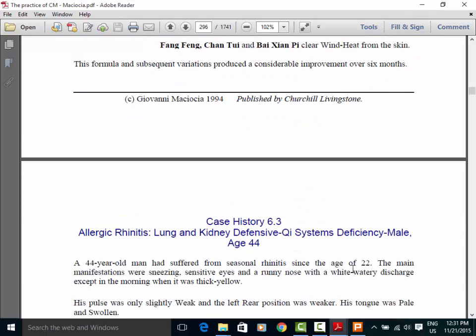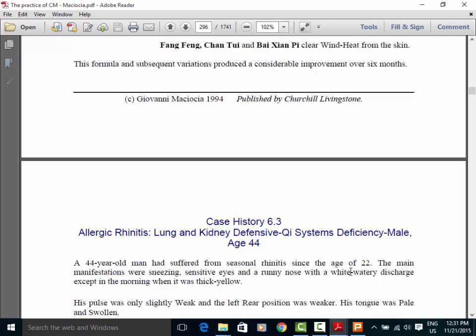Let's just do one more because it's right here. All right, case 6.3. Similar idea. I'm just going to read through it because that took too long. Okay. Seasonal rhinitis since age 22. So maybe not this kind of Jing deficiency. Sneezing, sensitive eyes, runny nose, white watery discharge, except in the morning when it was thick yellow. So the way that I'm reading this, it's primarily a deficiency. It's more cold type, except for in the morning.